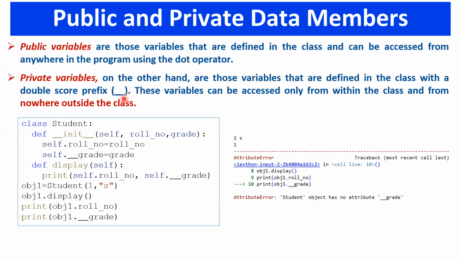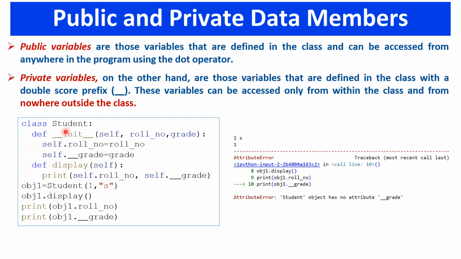double underscore prefix. These variables can be accessed only from within the class and from nowhere outside the class. Let us see an example program to demonstrate the use of public as well as private data members.